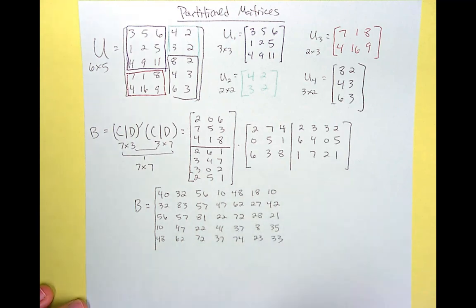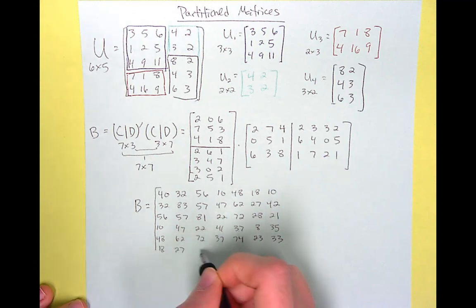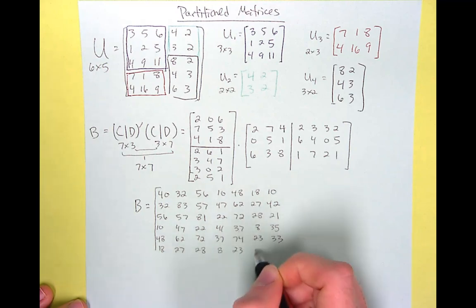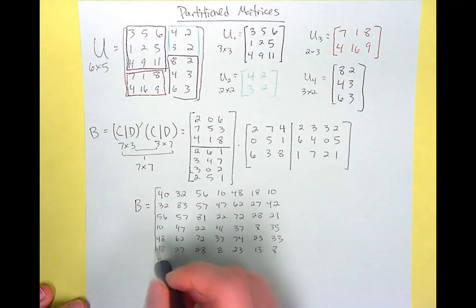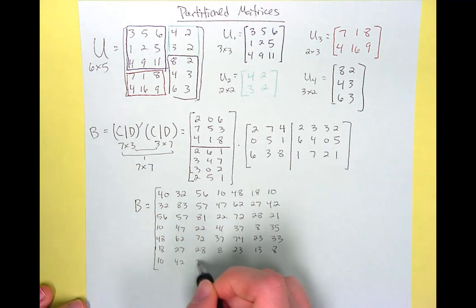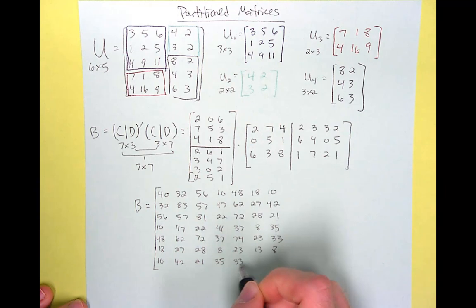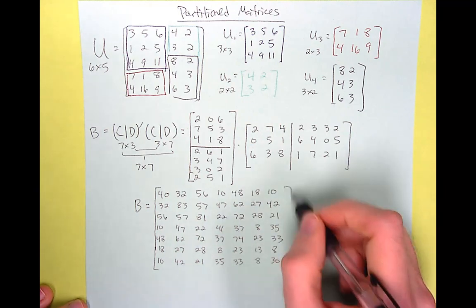I'm saying these out loud so you know what I'm writing. 18, 27, 28. We have 8, 23, 13, 8. And then the last row, 10, 42, 21, 35, 33, 8, and 30. Wow, that's large.